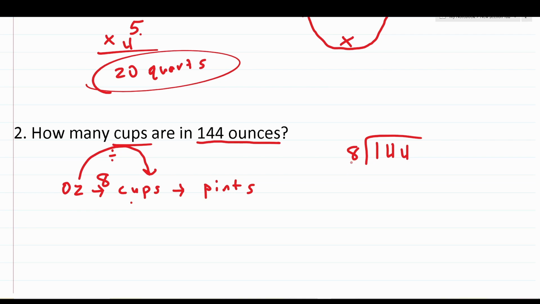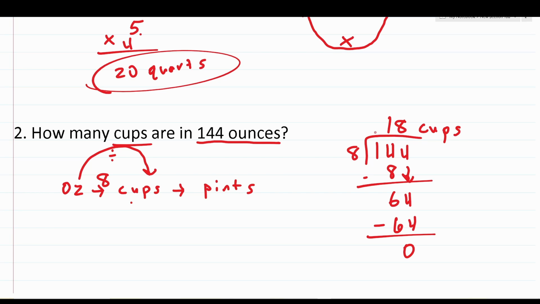8 does not go into 1, so we're going to do this long division by asking this: how many times does 8 go into 14 without going over? Of course, that's 1 time. 8 times 1 is 8. 14 minus 8 is 8, 9, 10, 11, 12, 13, 14. That's 6. Drop down this 4. 8 times 8 is exactly 64. 64 minus 64 is 0. So to answer this question, how many cups are in 144 ounces? That would be 18 cups.